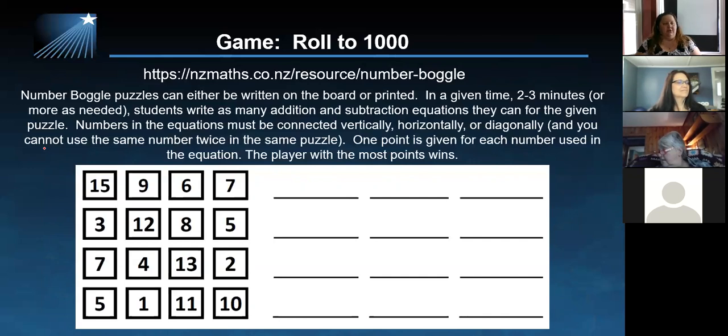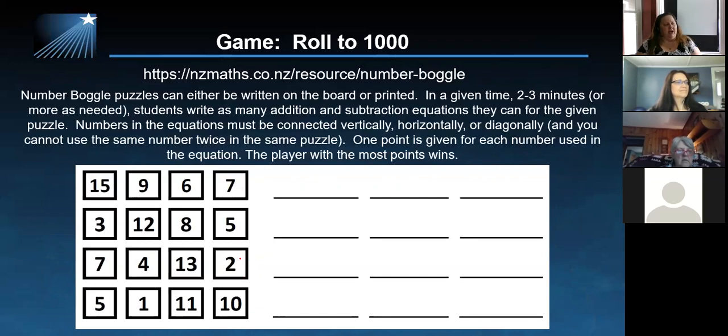I might give my students 2 to 3 minutes or more, depending on what they need. And I would ask them to write as many addition and subtraction equations as they can for the puzzle. So the numbers must connect either vertically, horizontally, or diagonally. And you can't use the same number twice in the same solution. So 1 point is then given for each number that you use in the problem.